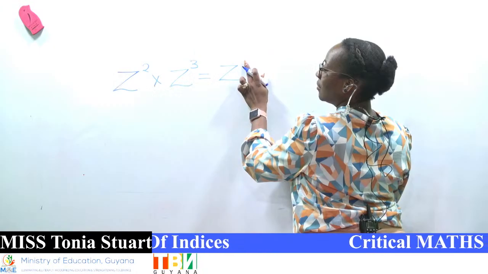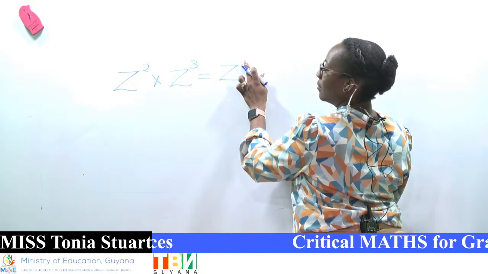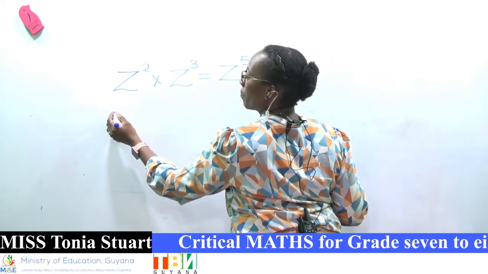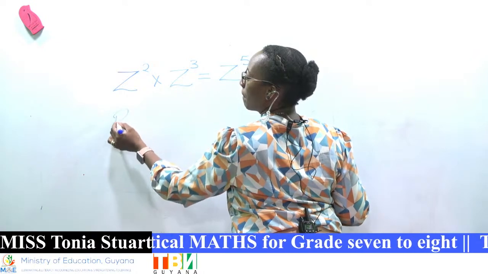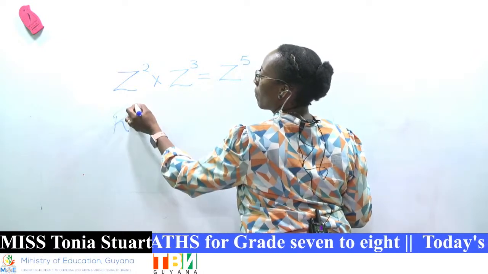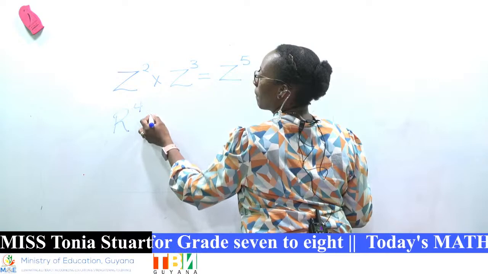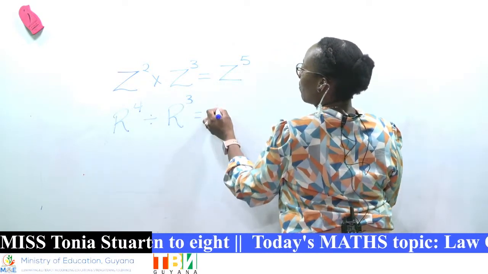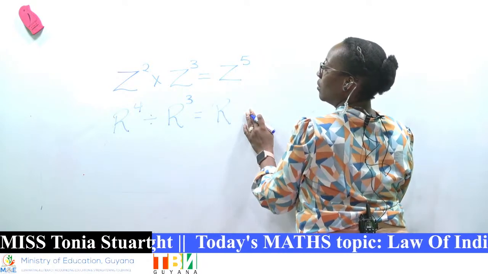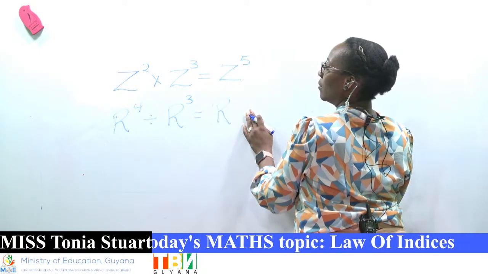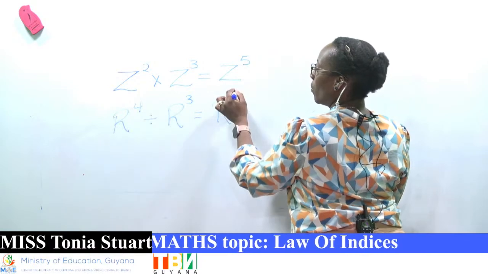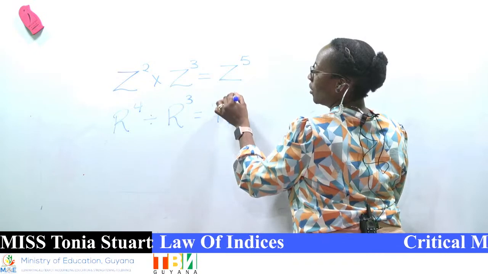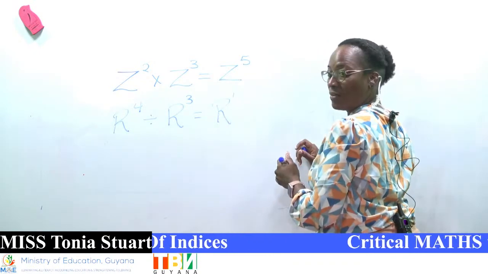So what would be the answer? Z to the 5th power. Great. Division. When dividing numbers with the same base, write back the base and subtract the powers. So we have R to the 1 power. But we don't have to put 1 there, right? If you put 1, nothing wrong, but you can leave it out because it means the same thing.